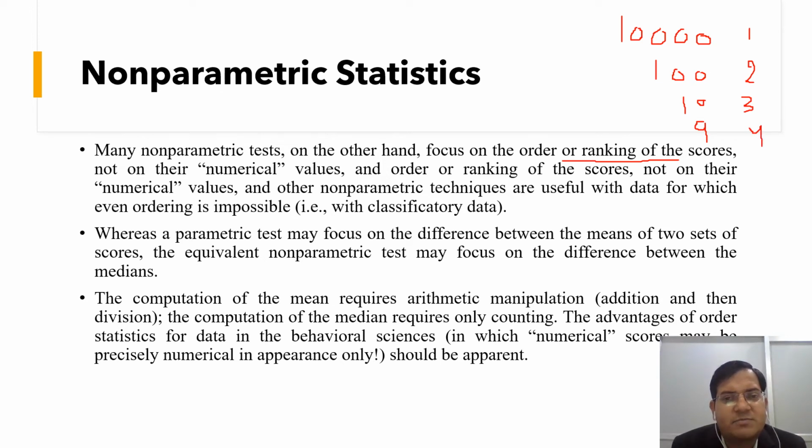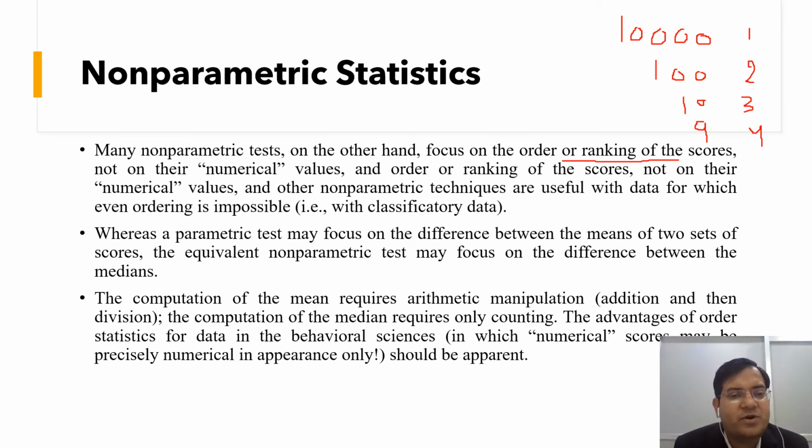So sometimes our data is in ranks, or sometimes our data is in classifications only. We have two groups, male and female, so obviously it's nominal. In this case we are not able to use parametric statistics; again we have to use non-parametric statistics. So this is a very important point: nominal and ordinal scale data use non-parametric statistics, while interval and ratio scale data use parametric statistics. In the last video I clarified why we use parametric statistics for interval or ratio scales.